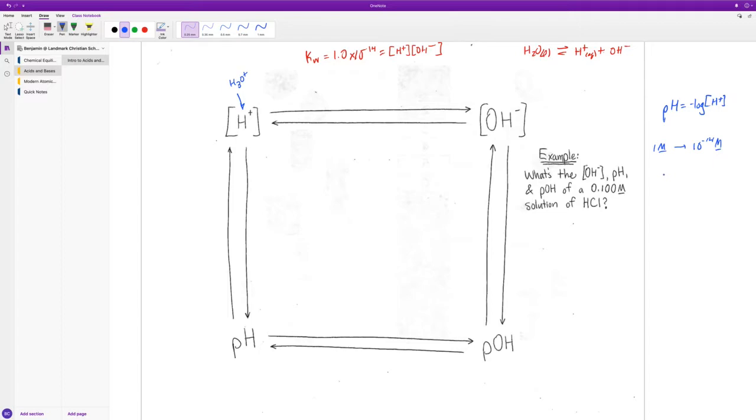And so if you have something like a 10 molar solution, what would the pH of something like that be? Well, that's pretty easy to figure out. pH is the negative base 10 logarithm of 10. And so the logarithm of 10, what power do you raise 10 to get 10? The first power. And so this is negative 1. So the pH is negative 1 at that point.